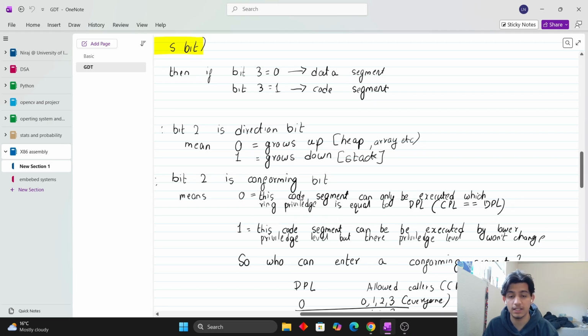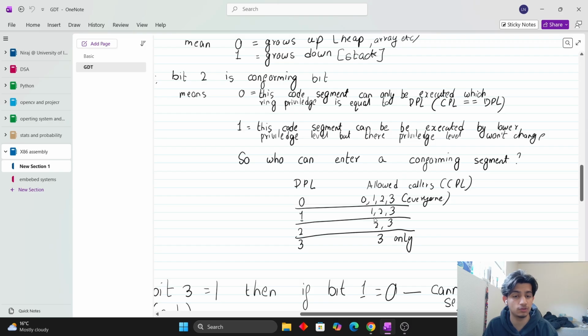If it is zero, this code segment can only be executed with a ring privilege equal to the descriptor privilege level. That means the privilege level of anyone executing that segment has to be equal to the descriptor privilege level. But if it is one, anyone that has a lower privilege level than the descriptor privilege level can execute that code. I hope you understand it.